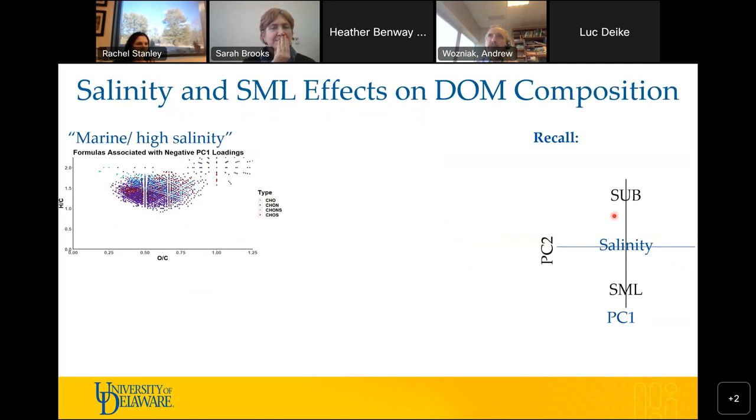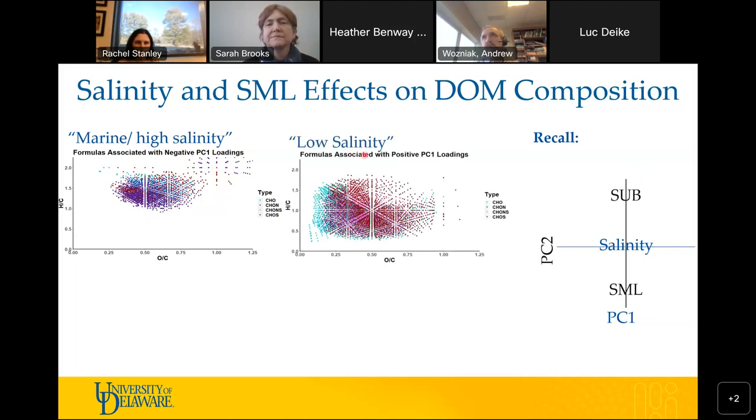What we then did was take our principal component scores for all our samples and correlate them with the formula abundances in all our samples so that we could get an idea of which formulas may be driving these trends that we're seeing for salinity and subsurface and microlayer. And here are negative PC1 associated, so marine or high salinity loadings. And for those of you who know marine DOM, this looks like carboxyl rich alicyclic molecules, and these look like carbohydrates, or maybe ionizable carbohydrates.